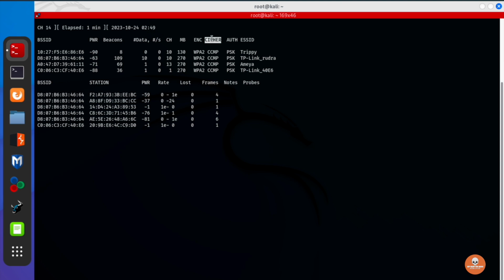Cipher, the cipher used in the network, such as CCMP. AUT, reveals the authentication method employed by the network, for example, PSK, pre-shared key. ESSID, the name of the wireless networks surrounding your location. Press Ctrl+C to stop the execution. By following these steps, you'll have the tools and knowledge to explore and understand the wireless networks in your proximity.